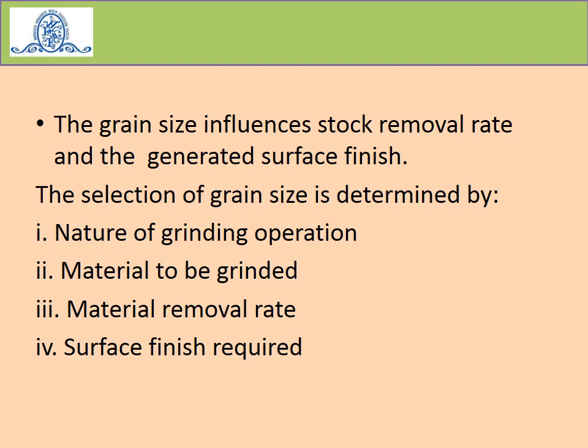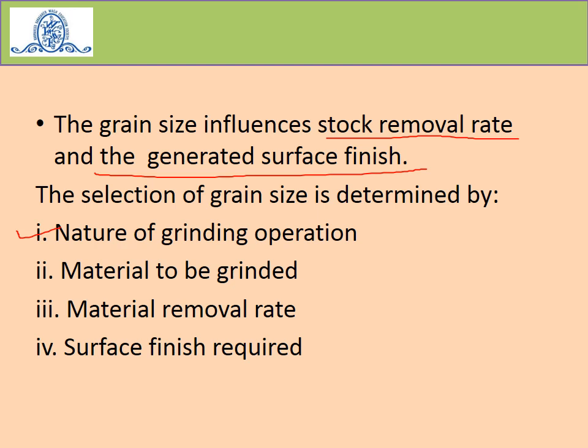I already told you that the grain size plays a very important role in the stock removal rate and generated surface finish. The selection of the grain size is determined by the nature of the grinding operation, the material to be ground, the material removal rate, and the surface finish required. So these are the different criteria for selection of the grain size. First one is the nature of the grinding operation. Which type of grinding operation is required? That is, whether less surface finish is required or it is a rough operation.